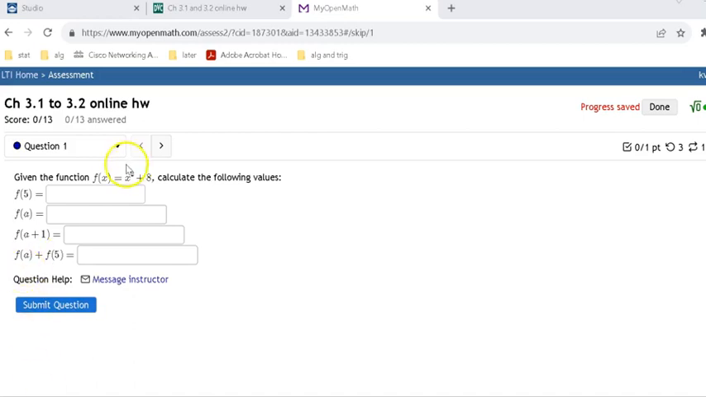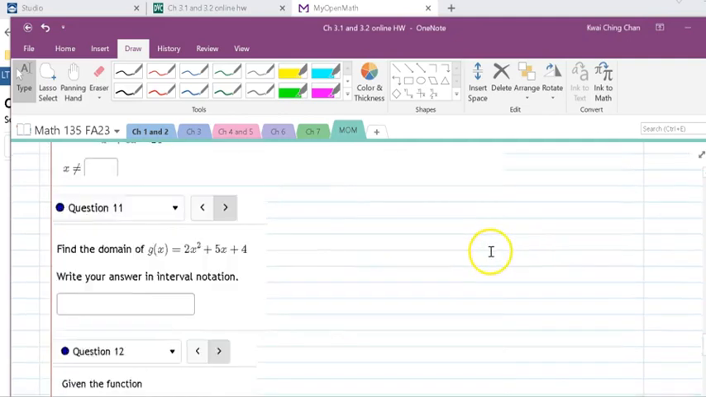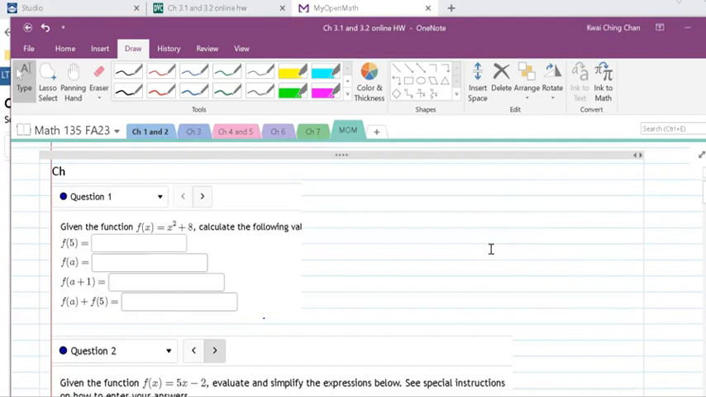Question 1 is for evaluating a function at a certain place. They give the function f of x is x squared plus 8, and we have to do f of 5, f of a, all those. So let's go to our notes to do it. Okay, go back to the top first.